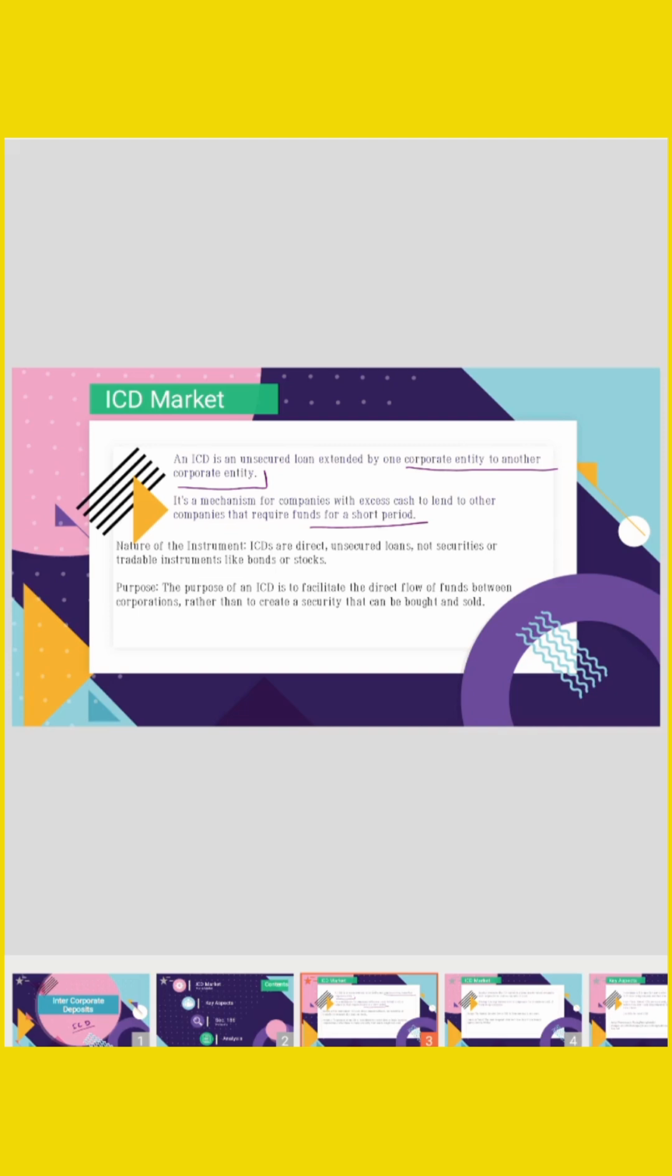Nature of instrument: ICDs are direct, means one to one, corporate to corporate transactions. They are unsecured loans. When you talk about a deposit, it's more of a loan only. These are not securities. They are not traded instruments like bonds or stock markets. So that's how they are differentiated. Purpose is, as we have already discussed, to direct flow of fund from one corporation to another corporation or company rather than to create a security that can be bought and sold in the secondary market.